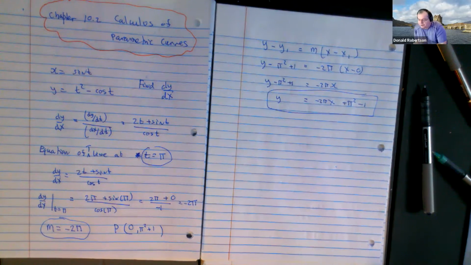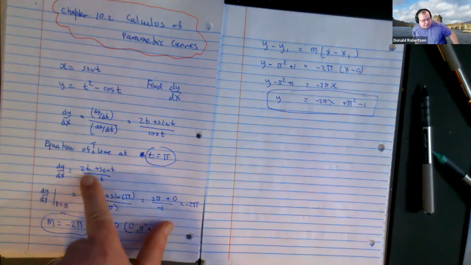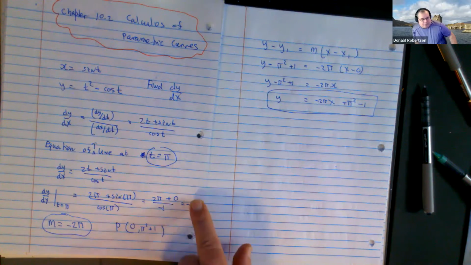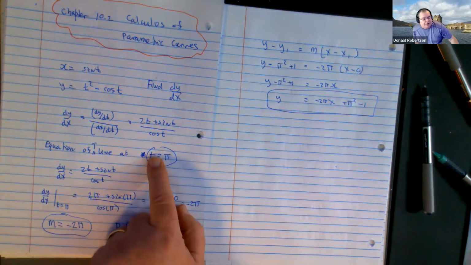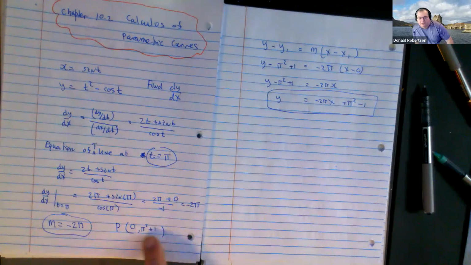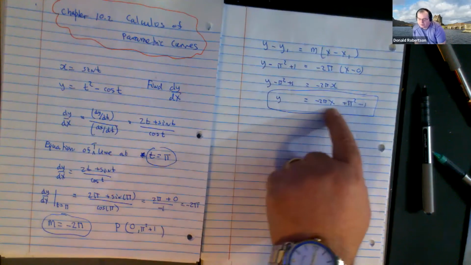Maybe not pretty, but would you agree you can find the equation of the tangent line of any parametric curve as long as you tell me t, right? You tell me t is 0 or pi. Find the derivative, plug in the value of t, that'll get you the slope. Plug the value of t into the x and y to get the coordinates of P, and then use this guy to get your equation.